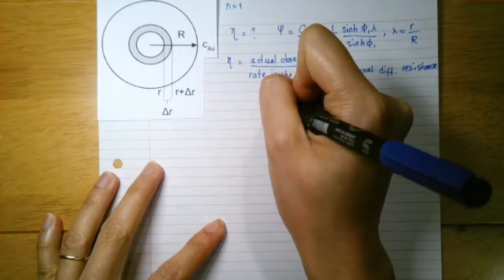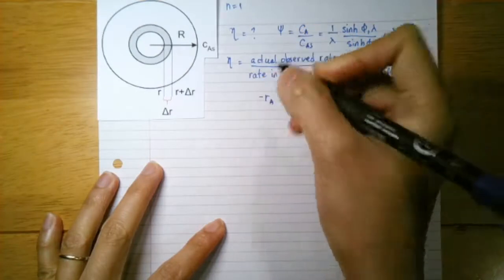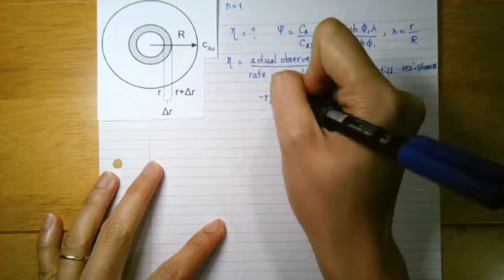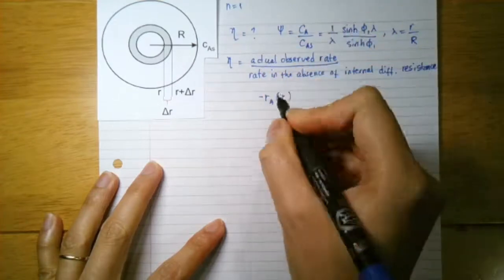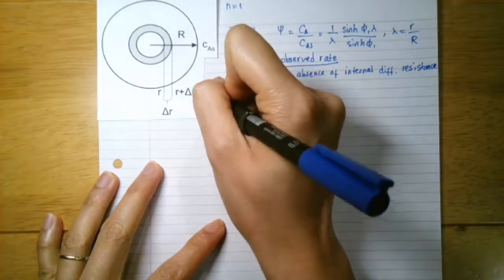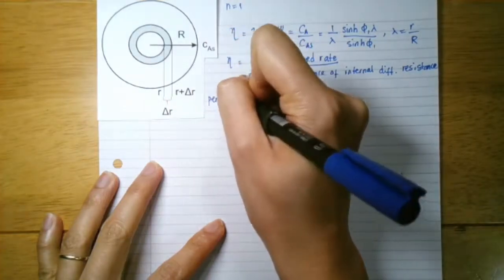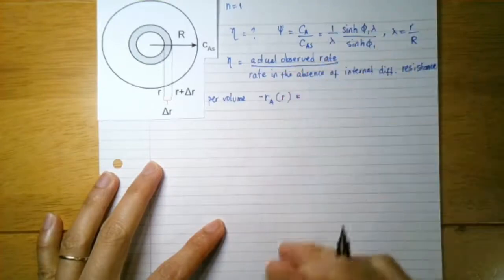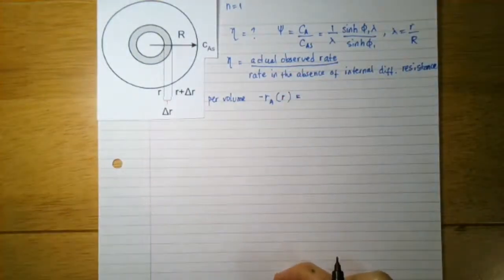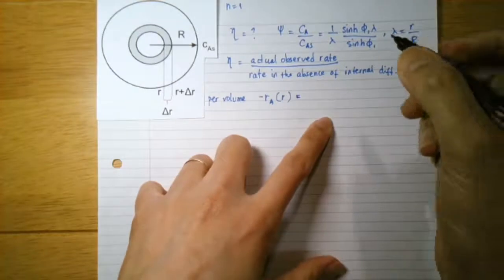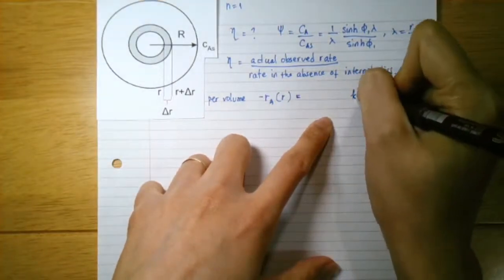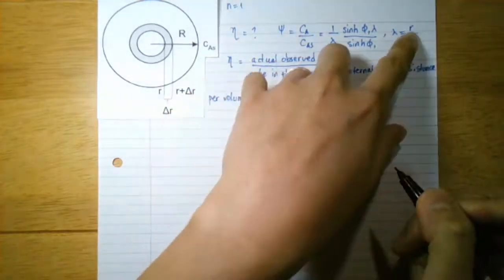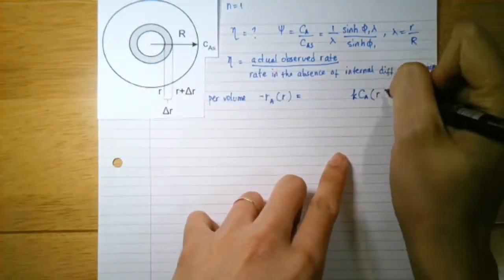So that's negative RA, without any primes, and this is a function of the radial coordinate r. This is on a per volume basis. If we assume a first order reaction, this is equal to the rate constant times the concentration of A, and the concentration of A is a function of the radial coordinate r.